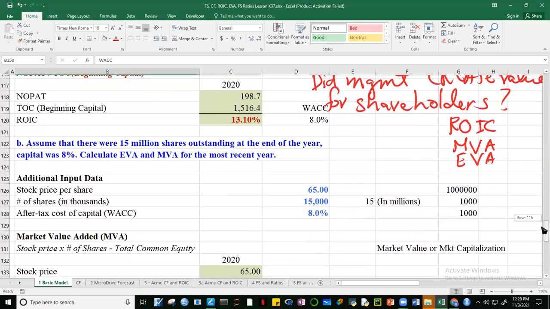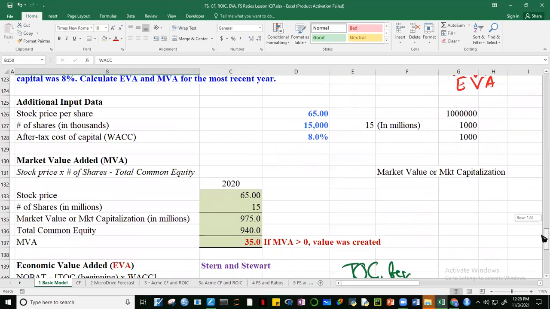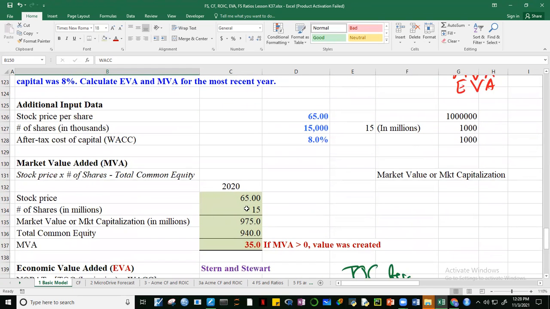Another way to assess whether value was created is MVA, market value added. Nakapag-generate ba ng value yung management? How do we know that? Well, we have to know first what's the market capitalization. The market capitalization is based on the existing current price in the stock market. We multiply the stock price in the stock market by the number of shares.